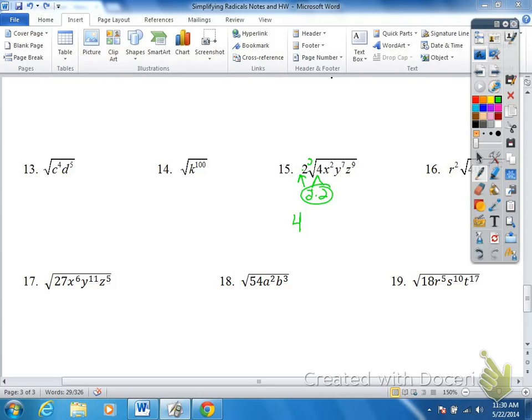Then you say this invisible 2 goes into 2 once with no remainder, so x is going to stay on the outside. 2 goes into 7 3 times with a remainder of 1, so you're going to have 1 y left on the inside, 3 on the outside. And 2 goes into 9 4 times with a remainder of 1, so there'd be 1 z left over on the inside. So final answer there would be 4x y cubed z to the 4th times the square root of yz.